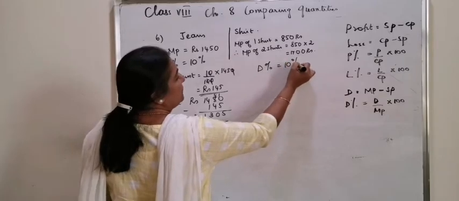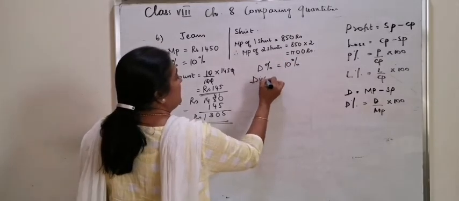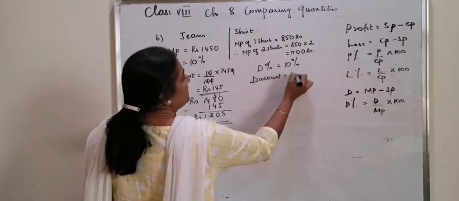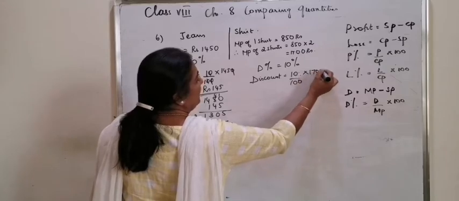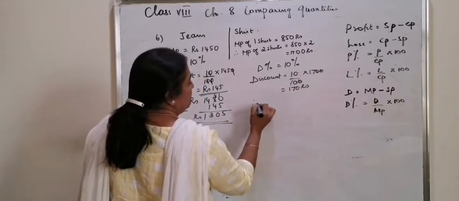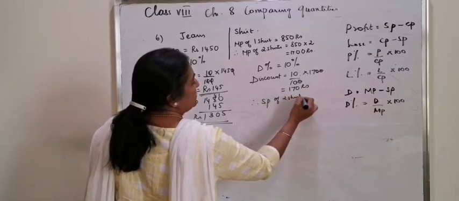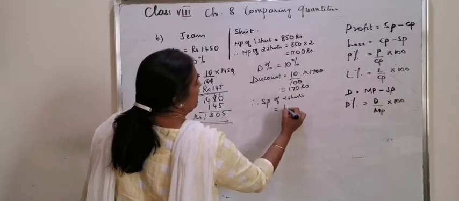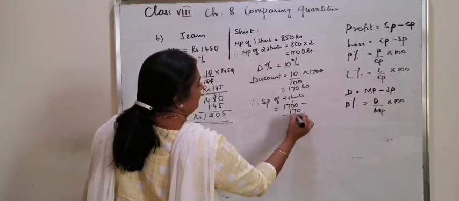Similarly, what is the discount percent here? This is also marked for 10% discount. The discount he is getting is 10 by 100 of 1700, or it is 170 rupees. So what is the selling price of two shirts? It is two shirts together, that is 1700 minus 170.